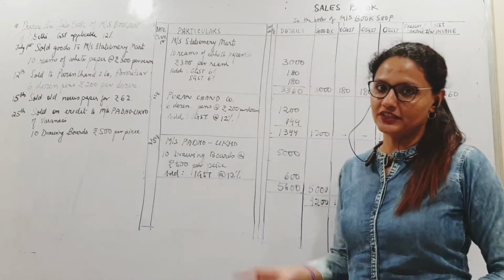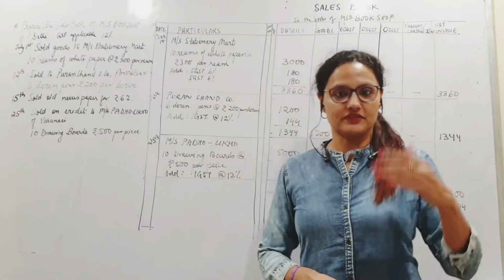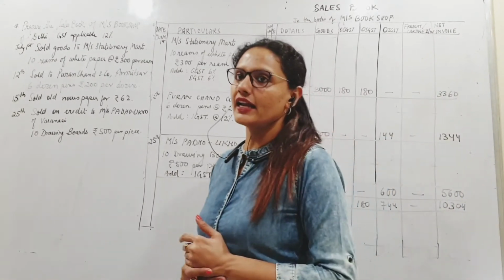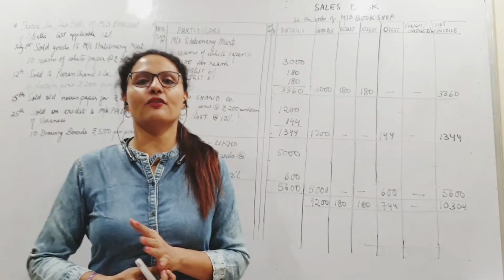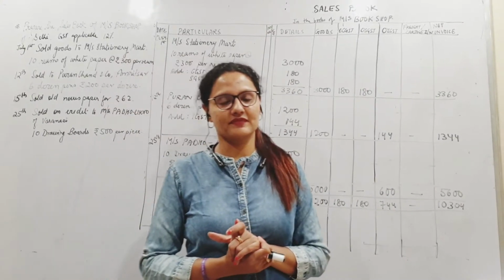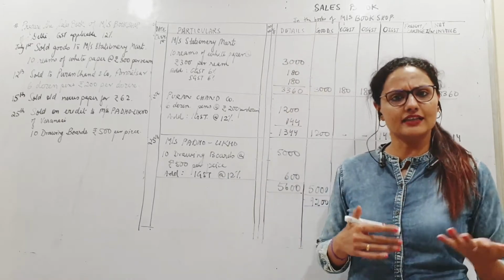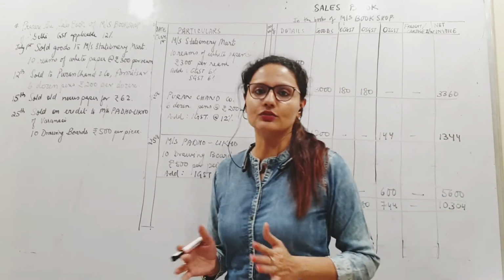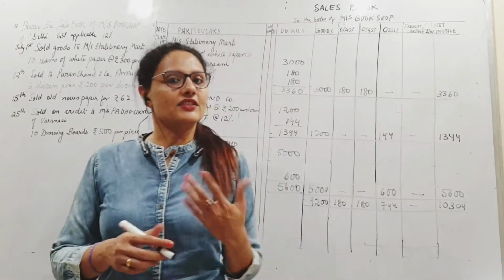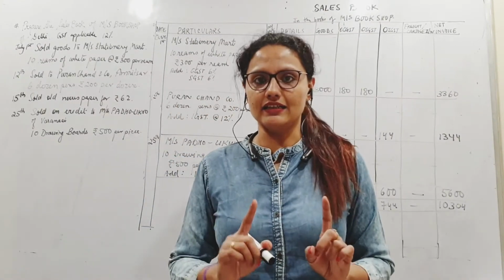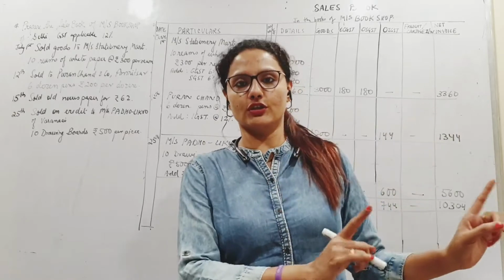You've seen the previous video where I have done the purchase book, and I have also talked about the meaning of all subsidiary books of journal. In this video, we are just going to do the sales book, which is very similar to the purchase book, right? Just a recap, the sales book records only credit sales of goods.